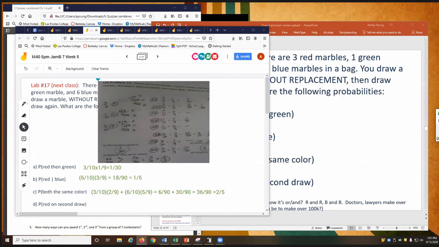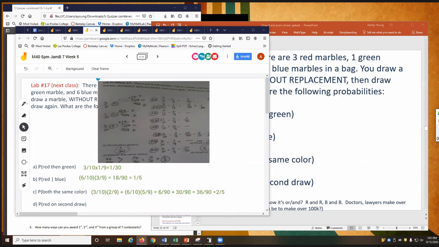And then red on the second draw. That's a tough one, huh? I'm not sure everybody got to that. Oh, here it is. These guys got to it. Great. So they said, let's see, red on the second draw. That's this guy, and that guy. So you find those probabilities.